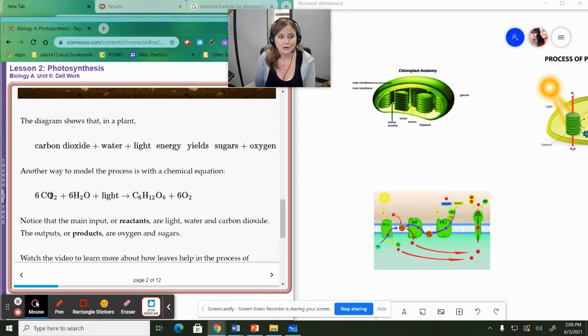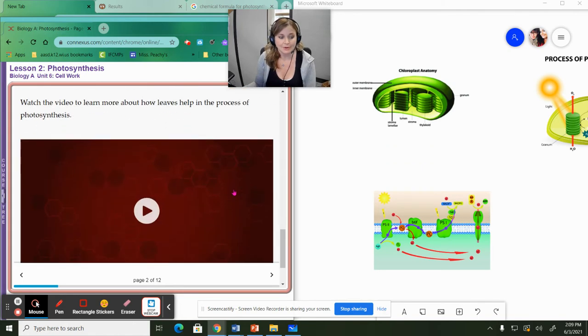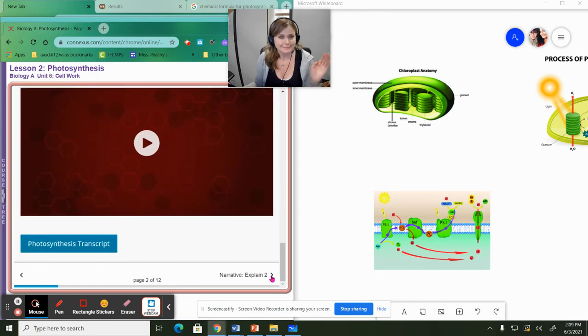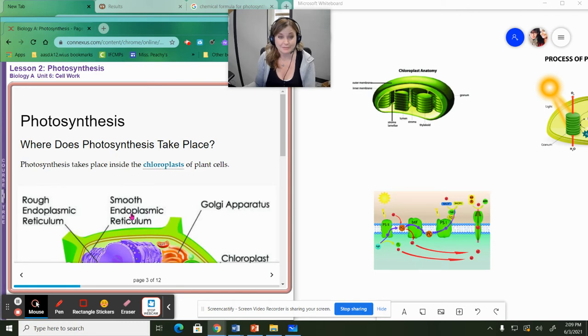So we need 6 carbon dioxides and 6 waters to be able to generate 1 molecule of sugar, and then we have 6 oxygens as waste products. Again, should be familiar from physical science. We have our reactants on the left and our products on the right. Okay, so far that stuff should be fairly easy. Okay, so we haven't gotten to the hard stuff yet.